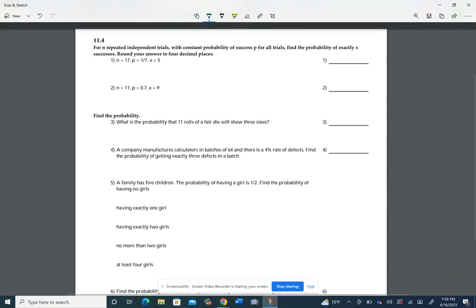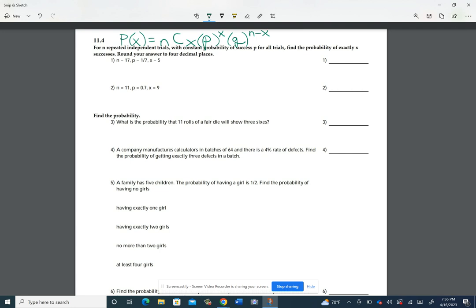All right, so the big idea in section 11.4 is learning how to use this formula for figuring out the probability of exactly X successes in N trials, where P is the probability of a success happening and Q is the probability of a failure happening. So you know about this formula. Let's just work on a couple of problems, getting them all set up. Problems 1 through 6 on the worksheet.